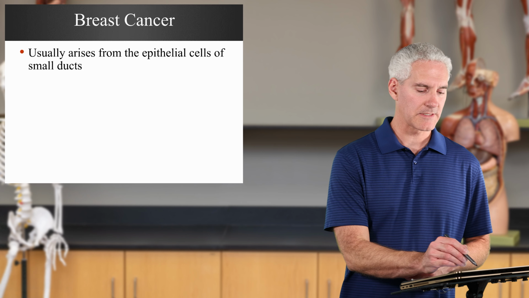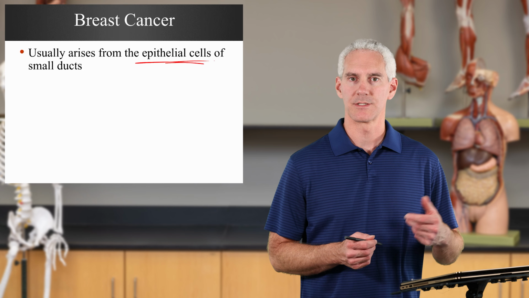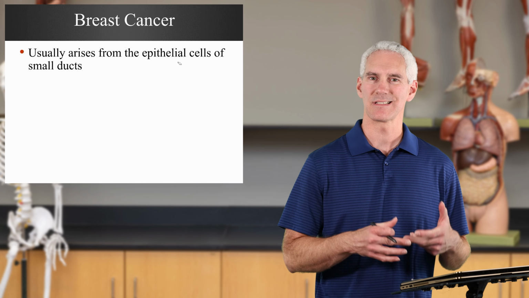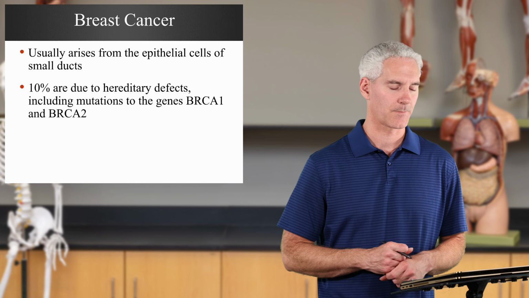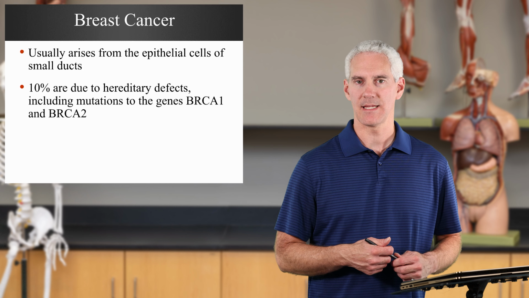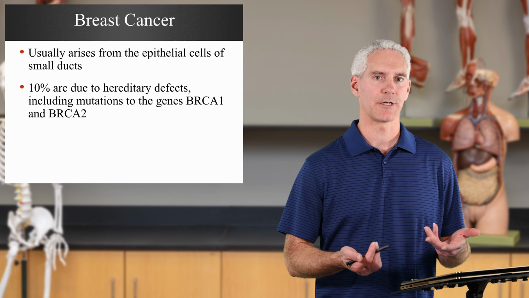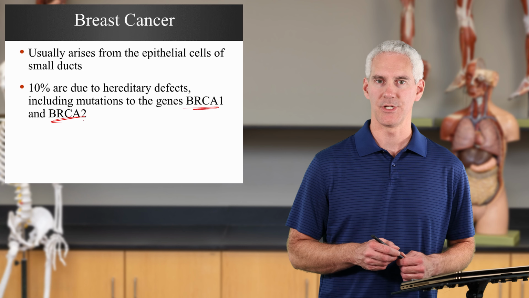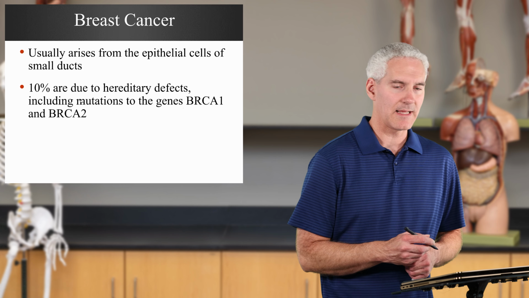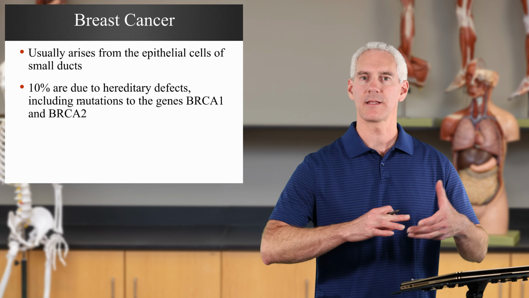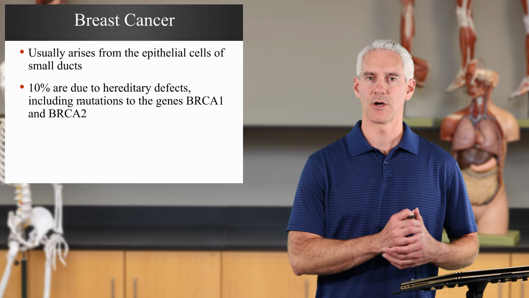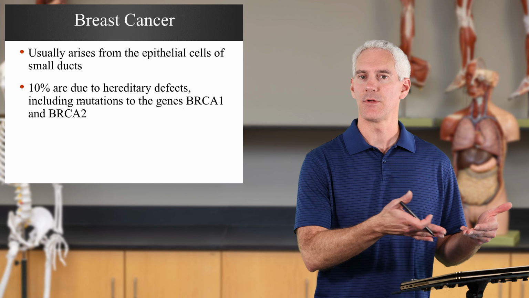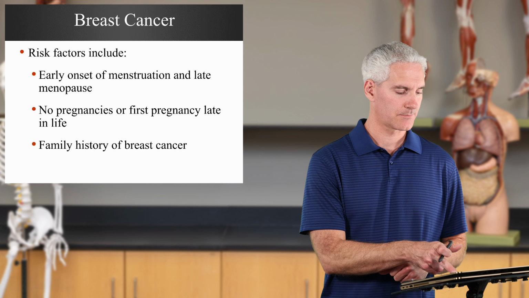Now, usually it's going to arise from epithelial cells of the smaller ducts. So those ducts that are inside the mammary tissue, those epithelial cells, that's typically where it's coming from. About 10% of the cases of breast cancer are hereditary based. They come out of mutations from the BRCA1 and the BRCA2 genes. Now, this doesn't mean that if you have that mutation, you're automatically guaranteed. There's a lot of different factors that go into it. But that's one thing that sometimes is looked into if those gene mutations are present.